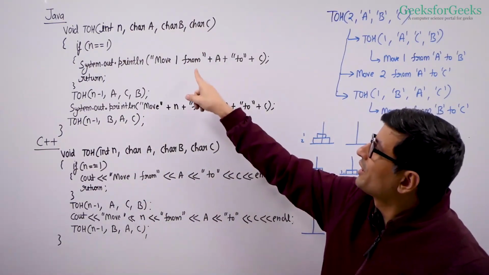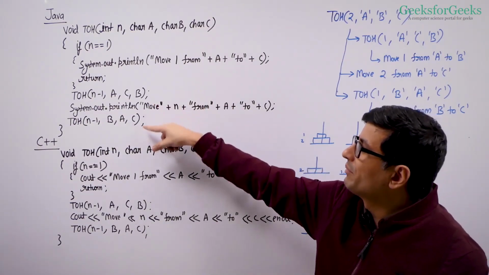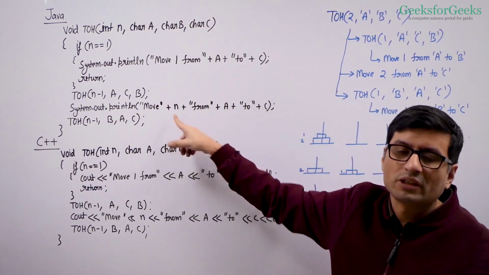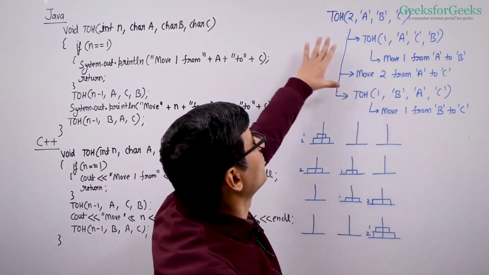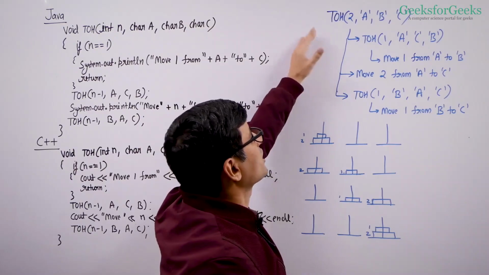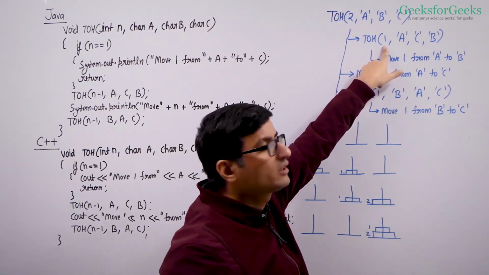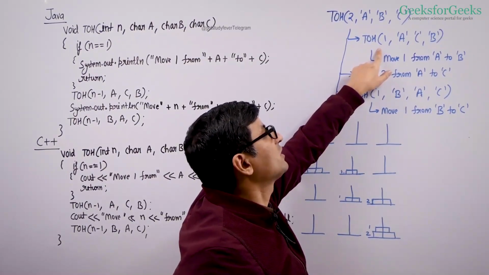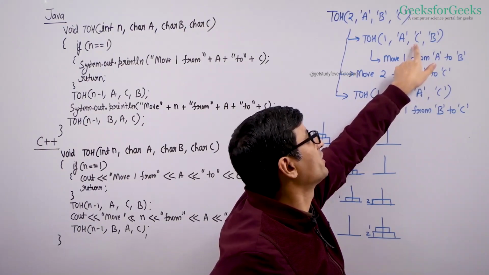So you have two print statements: one when n equals 1 only, and the middle statement, which is for the bottom disk. Let's now see the working of this recursive code for this example with two disks. So when you call this for two disks, what will happen? You will recursively call for one disk, and when you call it for one disk, you will be using B as a destination and C as an intermediate.